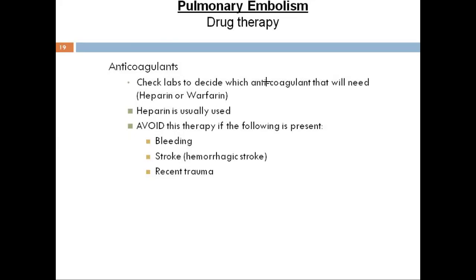You want to avoid the use of heparin if the following is present in the patient. One, the person is bleeding. You can't give that. If the person has a stroke, what we call hemorrhagic stroke, heparin has to be avoided. Person has recent trauma, heparin has to be avoided. So this is very important. Okay, avoid these treatments when it's bleeding, hemorrhagic stroke, or recent trauma. Very important to note that.